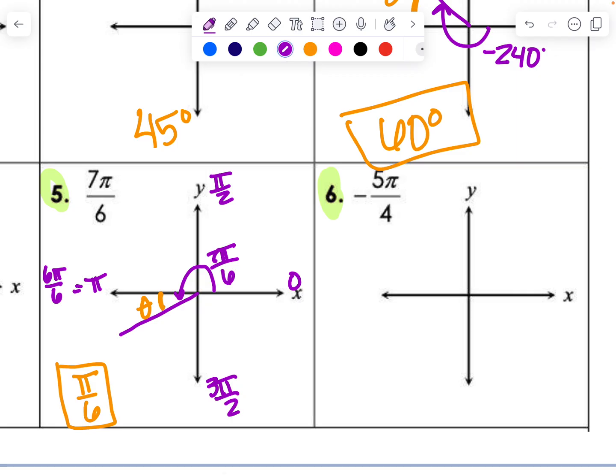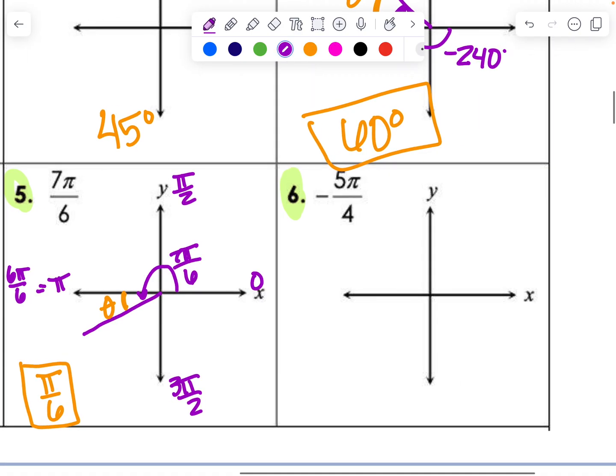All right, one more. Radians. Now we're rotating in a negative direction, so I'm going to label my axes in that negative direction. I've got 0, negative pi over 2, negative pi, negative 3 pi over 2. And negative 5 pi over 4.